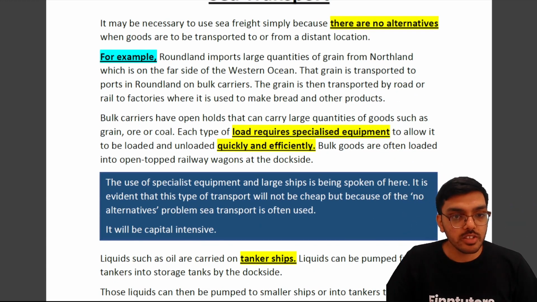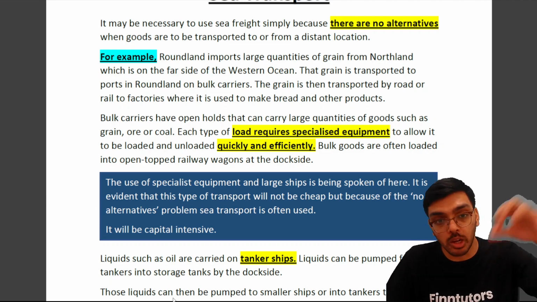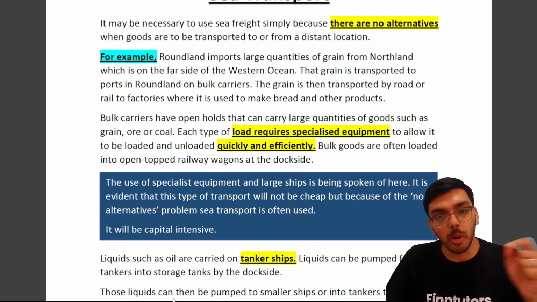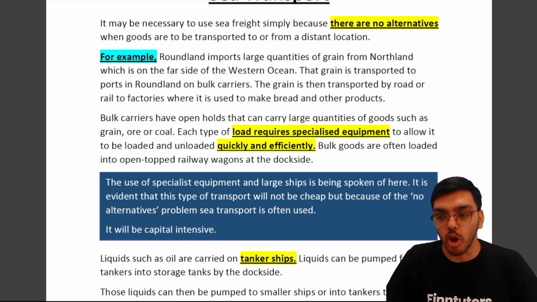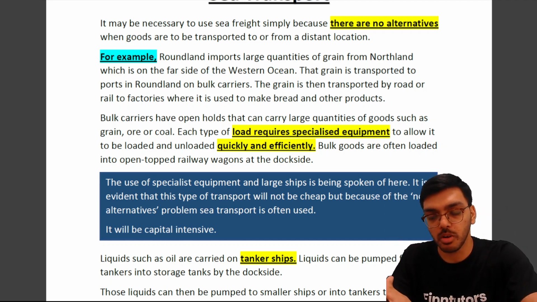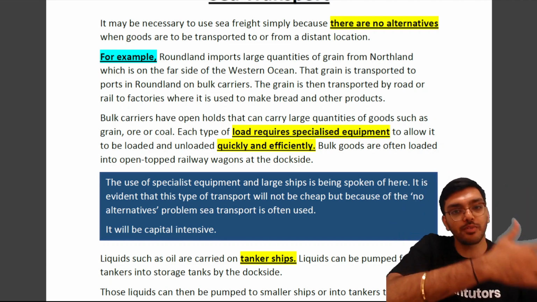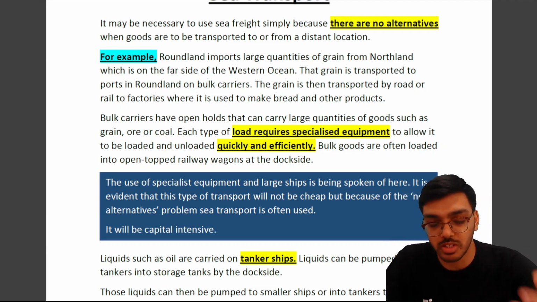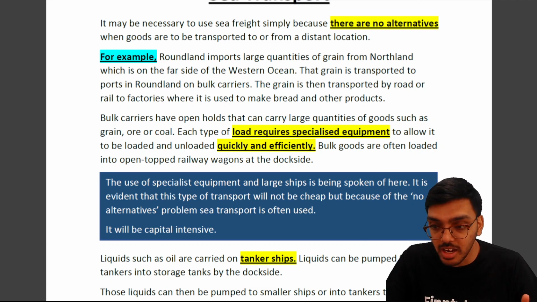Bulk carriers have open loads that can carry large quantities of goods such as grain, ore, or coal. Each type of load requires specialist equipment to allow it to be loaded or unloaded. Bulk goods are often loaded into open-topped railway wagons at the dockside. So from your sea transport, it's transferred to your railway open wagons at the dockside. So both are going hand in hand.